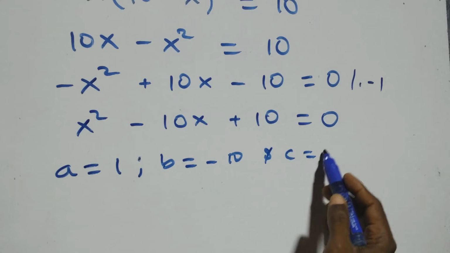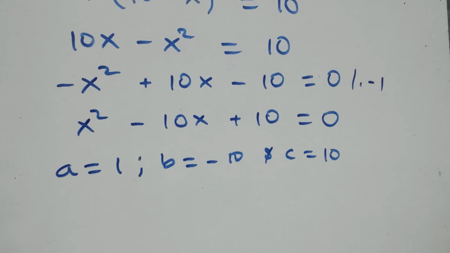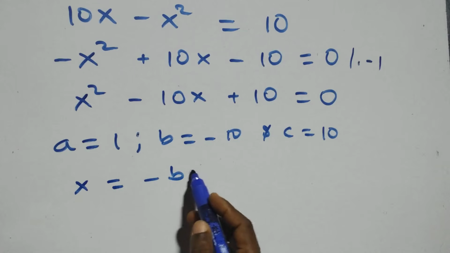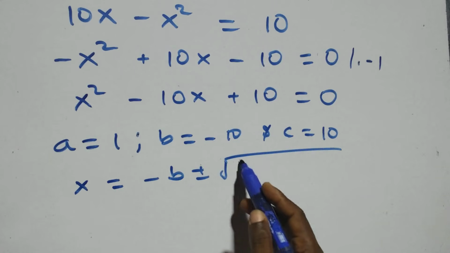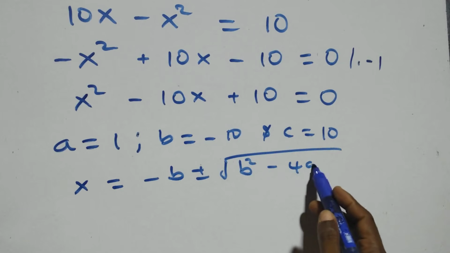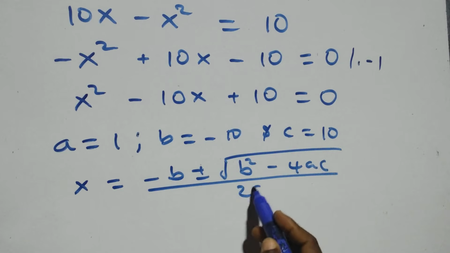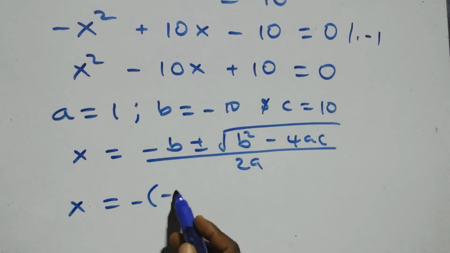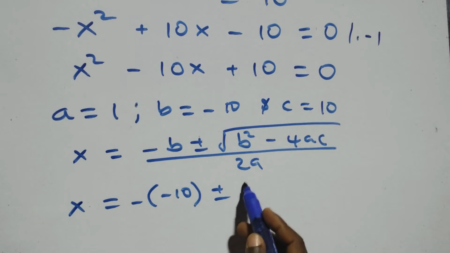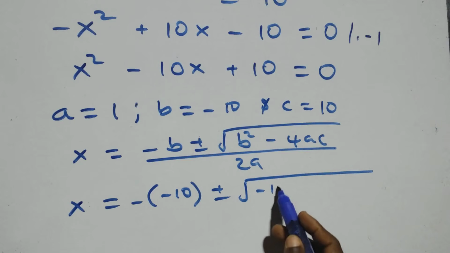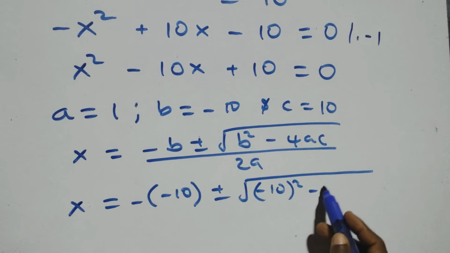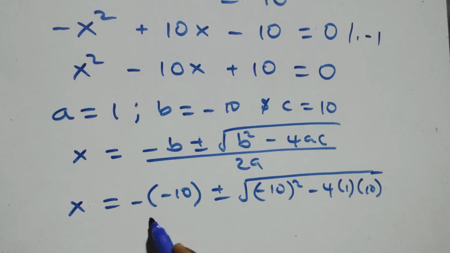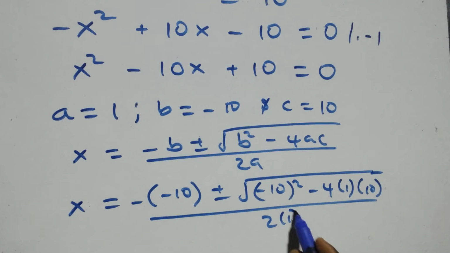c equals 10. Then, applying the quadratic formula, which is x equals minus b plus or minus the square root of b squared minus 4ac, all over 2a. Then here we have x equals minus minus 10 plus or minus the square root of (minus 10) squared minus 4 times 1 times 10, all over 2 times 1.